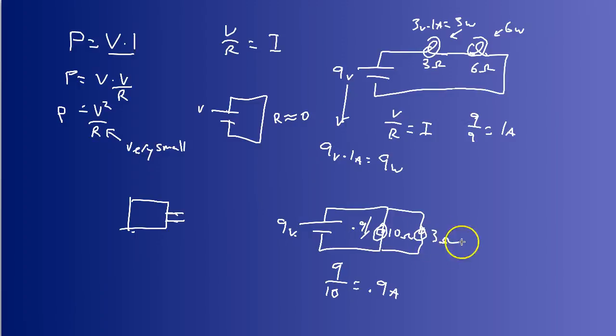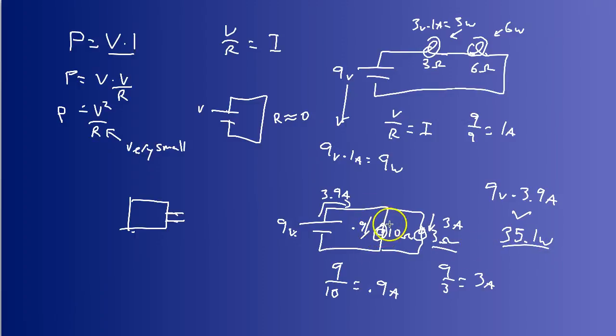What would be the current through this 3 ohm bulb right here? 9 over 3, 3 amps. So put that right here. So this is going to be 3 amps. How much total current through the circuit? Well, that would be 3 plus 0.9, or 3.9 amps. So if we want to find power, 9 volts times 3.9 amps is going to give us just under 36, about 35.1 watts of total power for this one right here.